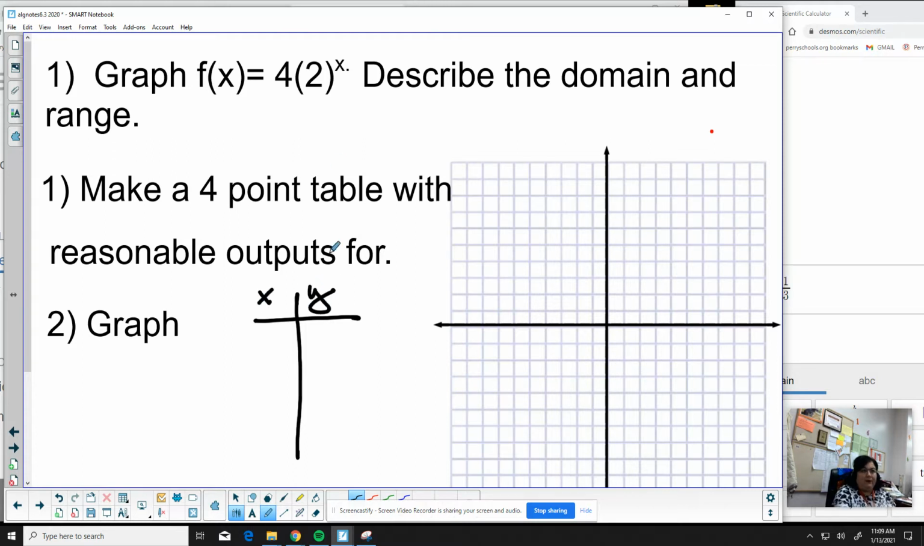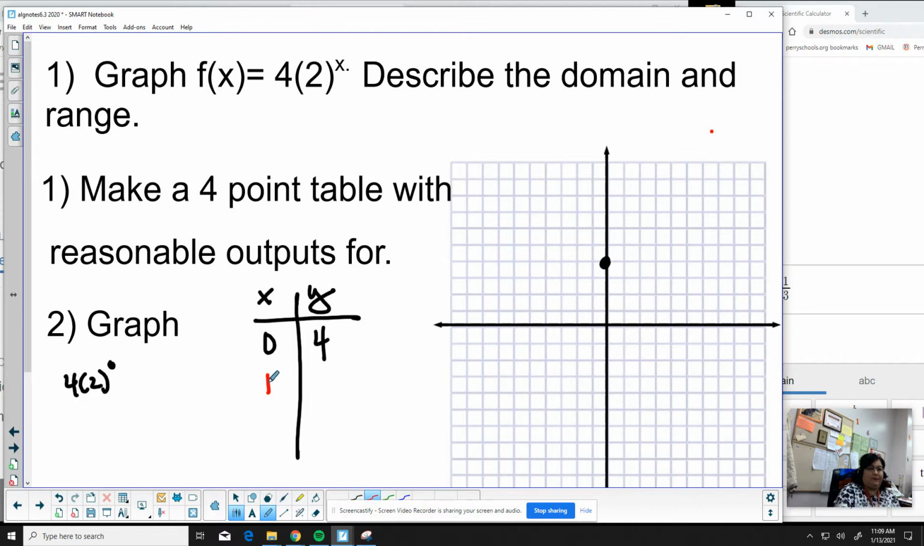And we're going to evaluate, let's just start with 0. So if we put 0 in there for x, this would be 4 times 2 to the 0. Well, 2 to the 0 is 1, times 4 is 4. So (0, 4) is my first point that I have. That's reasonable. That fits on the graph.